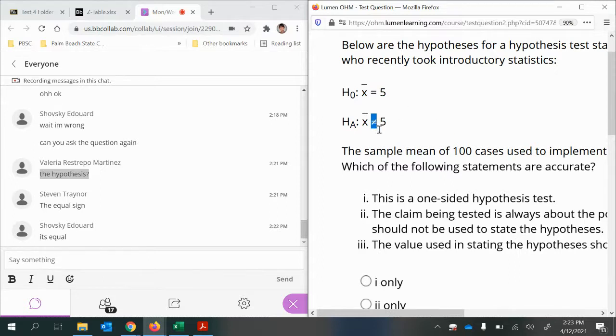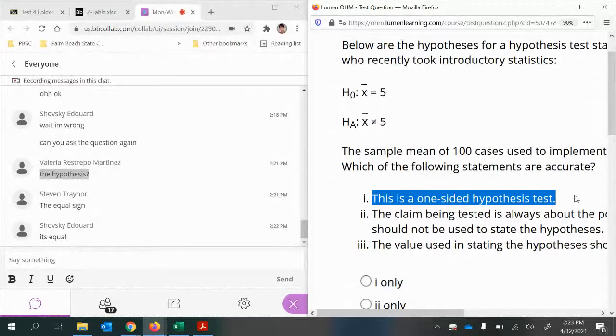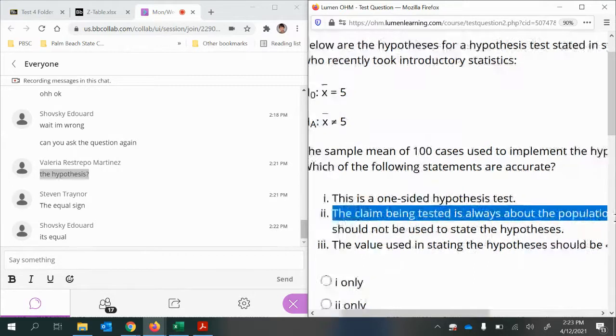So if this was a less than symbol, we would say it was a left-tailed test, and that would be only one tail, one side. If it was a greater than symbol, we would say it was a right-tailed test. But here we don't have any direction, so this is actually a two-tailed test based on the symbol in the alternative hypothesis. All right, so that's not an accurate statement for this example. It says this is a one-sided hypothesis test. We were supposed to identify the accurate statements out of these given statements. So we will not include number one as one of the accurate statements. Okay, so we've ruled out the first one. So let's start looking at the second one here.